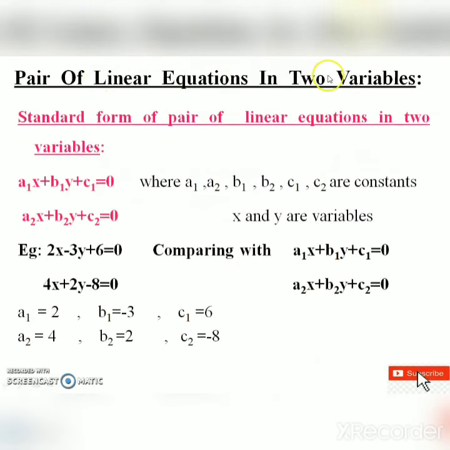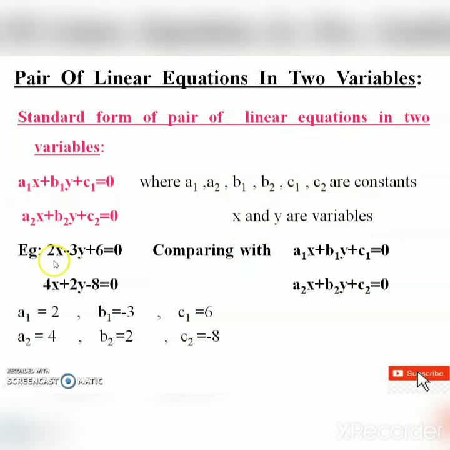Now pair of linear equations in two variables. Pair means two equations together are called a pair here. So the same standard equation will be used, that is ax plus by plus c is equal to 0. But here as we have two equations, one will be a1x plus b1y plus c1 is equal to 0 and another equation will be a2x plus b2y plus c2 is equal to 0. So if you observe, same pattern is there. So this is also a standard form you have to remember. Okay. So here a1, a2, b1, b2, c1, c2 are constants, that is numbers, and x and y are variables.